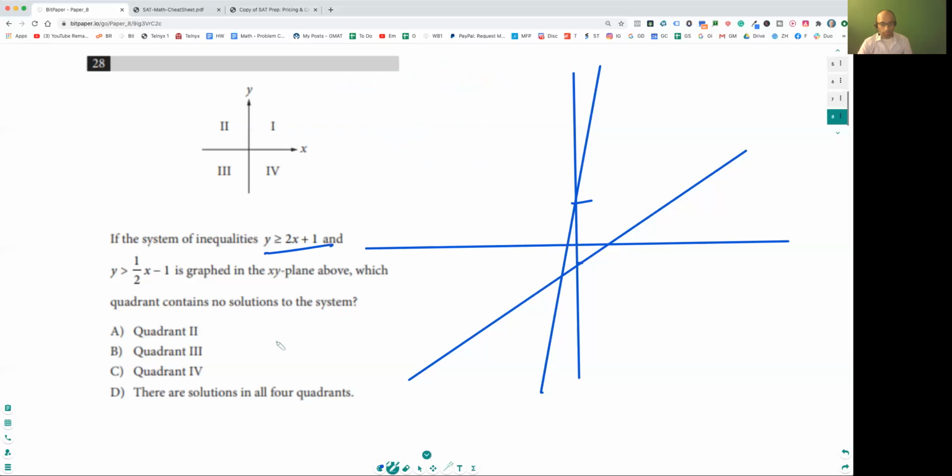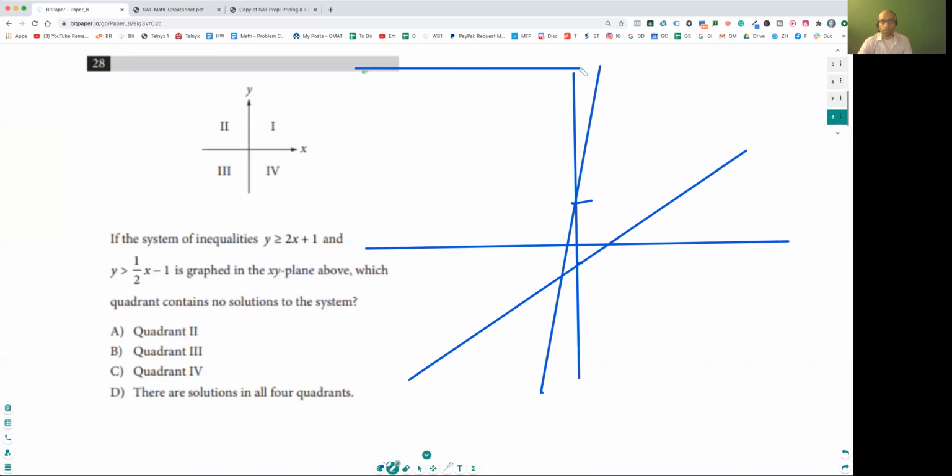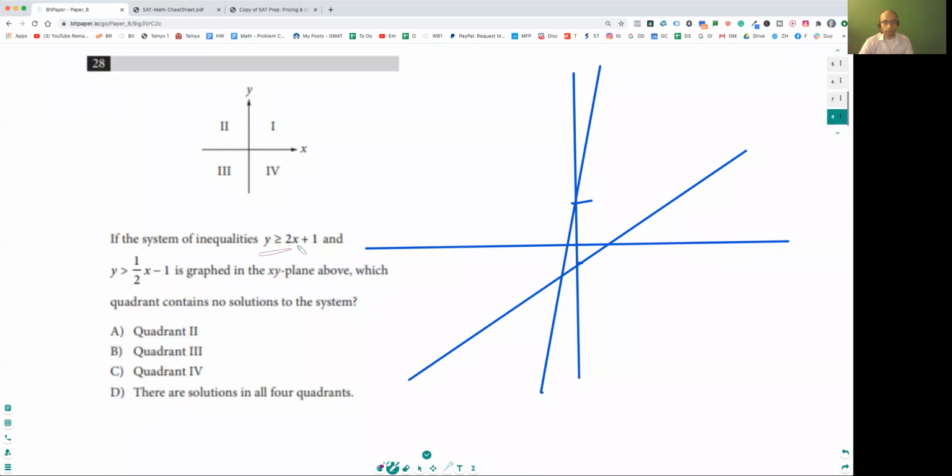Y is greater than 2x plus 1. So where is that? Y is greater than 2x plus 1, which means all of these values. I'm going to just mark this over here. So it covers every single thing. Sorry, need to get a different color. Thanks for your patience. You got to be a bit careful with this. Okay, so y is greater, which means all of these values, right? Like this. I'm going to mark it with a thinner pen here.